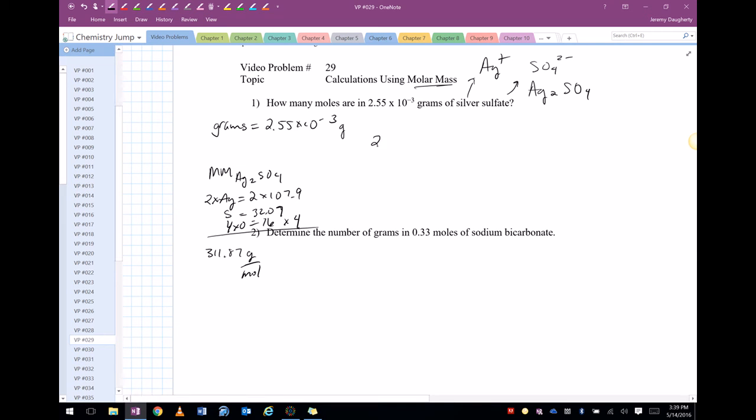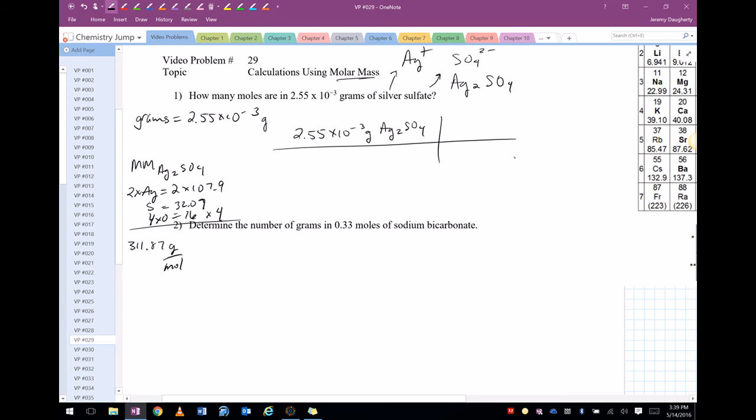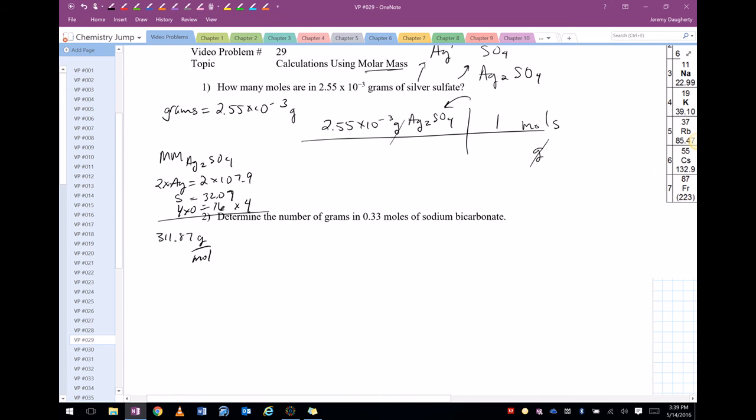So we're going to take 2.55 times 10 to the negative third grams of silver sulfate, Ag2SO4. And now I want to convert grams to moles. So I want to get rid of grams. Grams are going to cancel out grams. And I want moles. Anytime you see moles over grams or grams over moles, you're talking about molar mass of whatever is in front of it. So in this case, I've got 1 mole for every 311.87 grams. So I'm going to take 2.55 e to the negative third, and I'm going to divide by 311.87 grams.